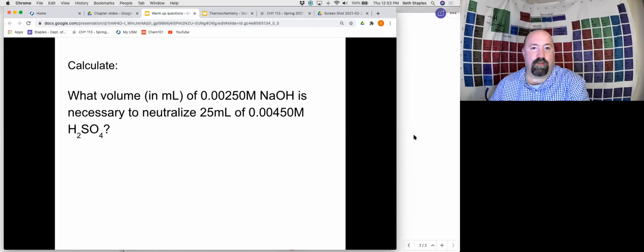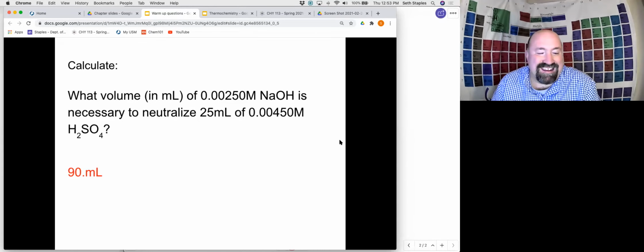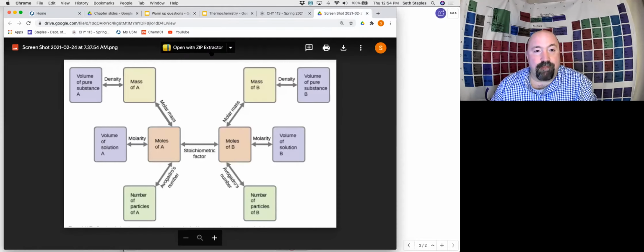And hopefully you were able to come up with 90 milliliters. And so let's go ahead and go through this. And so again, this is a titration problem, which is nothing more than still basic stoichiometry. The thing is that we are looking for an end volume, and our given information is volume and molarity. That means if we look at our flow chart here, we're basically going right down the middle of our flow chart.